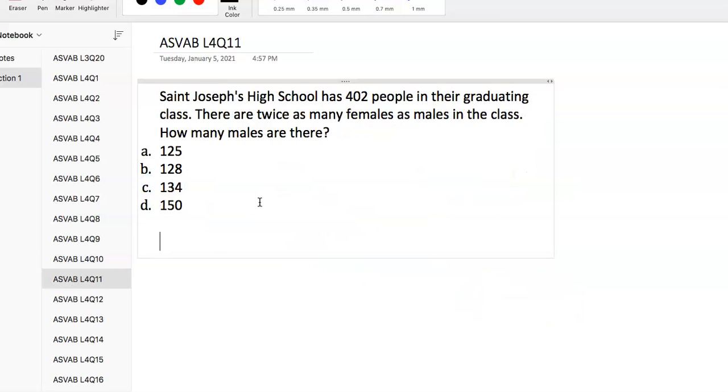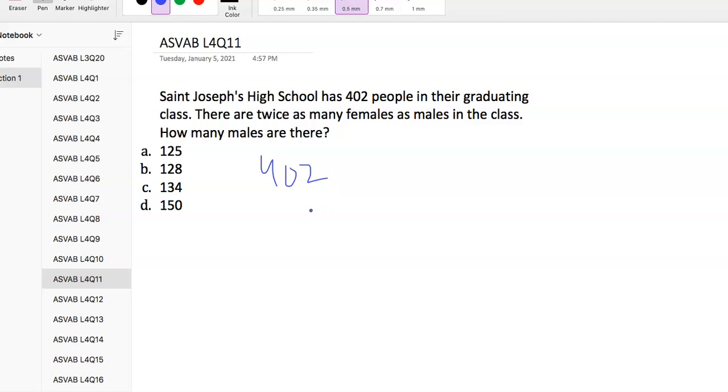Okay, and then one more ratio, proportion, rate type question. It says St. Joseph High School has 402 people in their graduating class, twice as many females as males in the class. Gotta like those odds. How many males are there? Okay. So we have 402 total. It's kind of repetitive, but I tend to like to write these things down as I'm thinking it out.